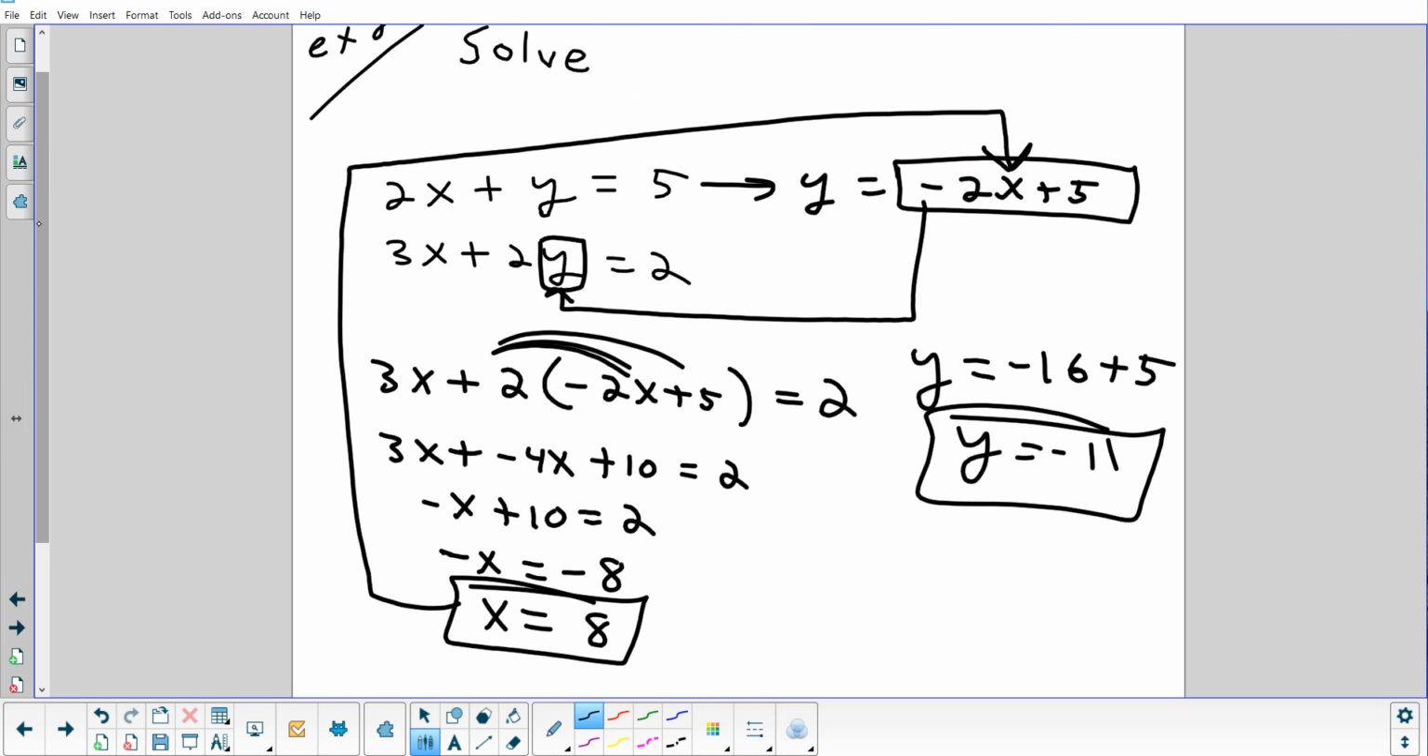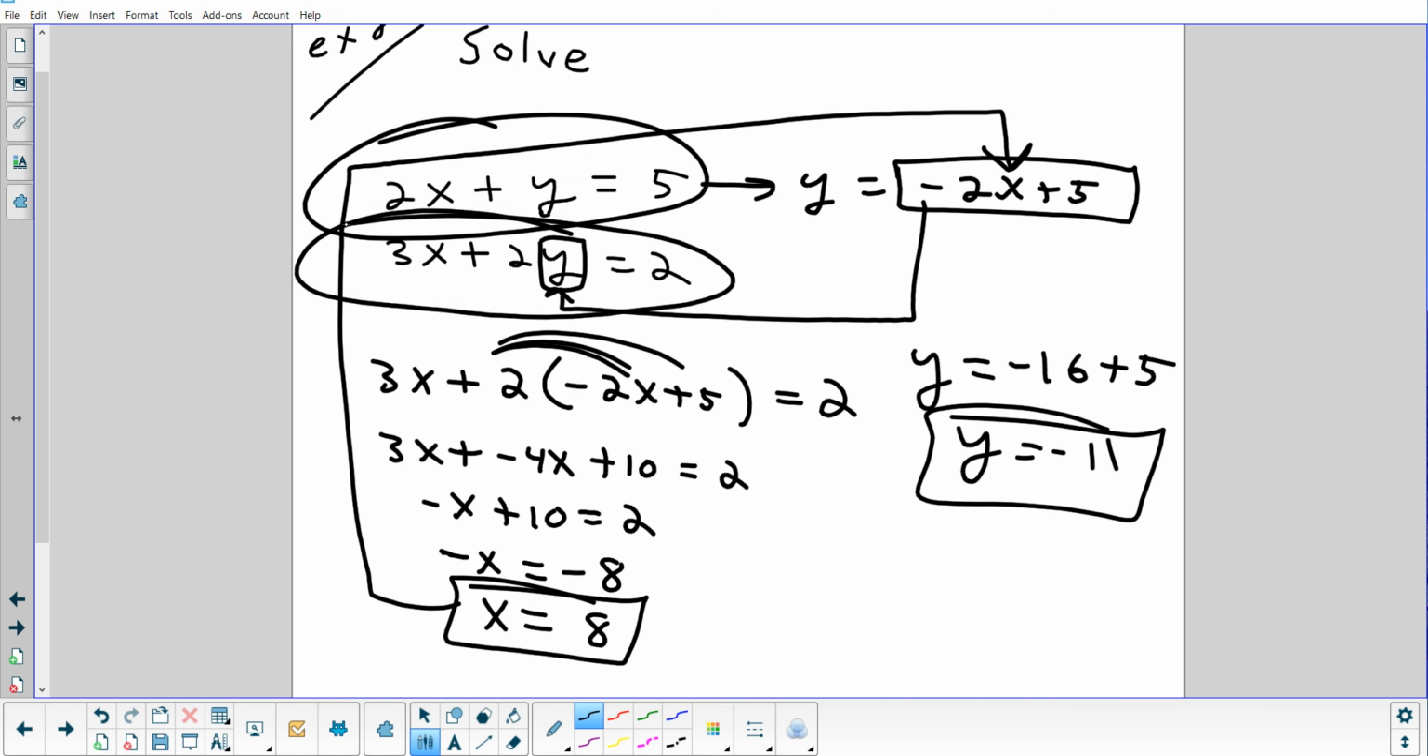So if we solve this for y and type that in y1, and we solve the bottom one for y and put that in y2, what would happen at 8, comma, negative 11? Yep. The points would intersect. That's where the two graphs would intersect. That's where they would cross. We're not focusing on solving systems by graphing today, but if we've done a lot of that in the past, that's what would happen.